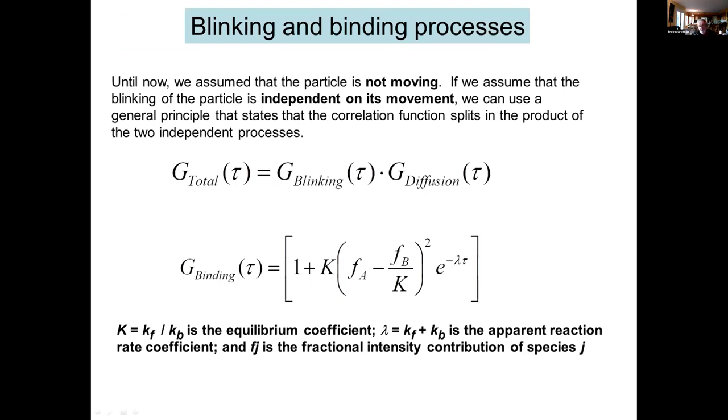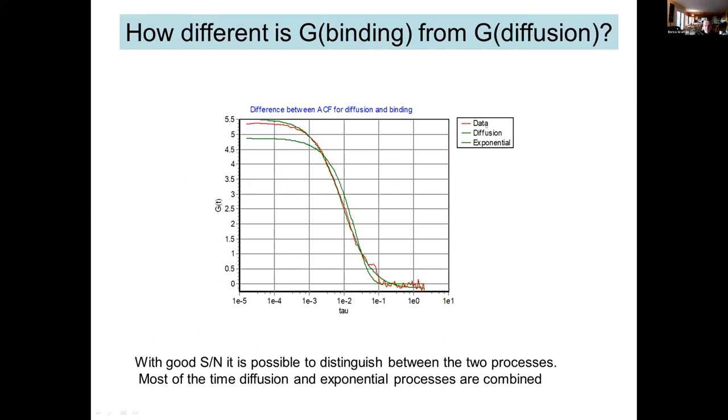this is a polynomial, or a rational polynomial, and this is blinking, which is exponential. How different are the 2 functions? Well, actually, they are not very different. For example, I have the data which is shown in red, which is diffusion, and then I try to fit with the diffusion, that red curve on top, and then I try to fit with an exponential. Yes, it is different, but very, very little different.